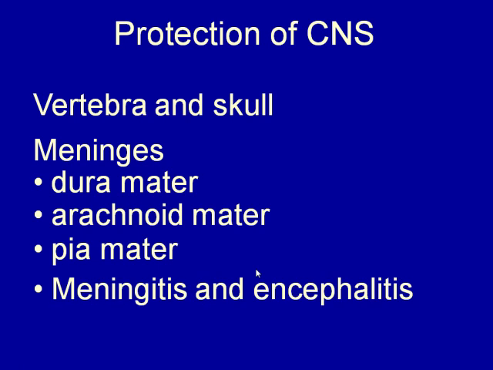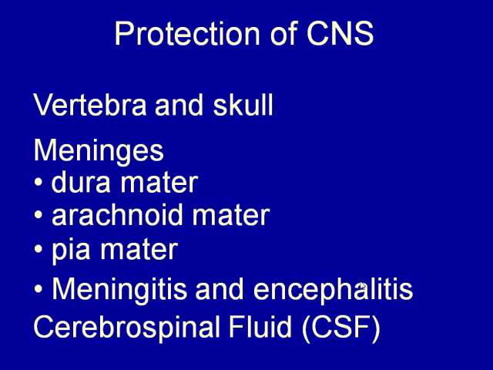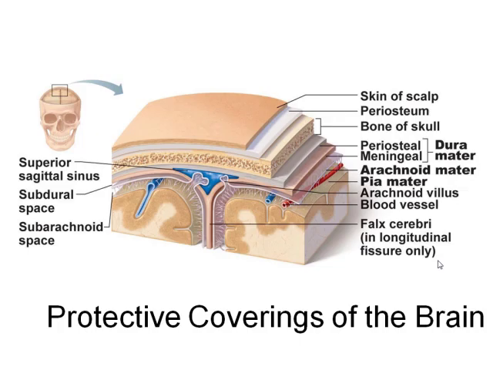The meninges can become inflamed, and then you have meningitis, and there are bacteria and viruses that can cause this. And while that's a significant disease, if the brain tissue itself is inflamed, then you have encephalitis, and that is a more significant condition. And the third protection we have to the central nervous system is the cerebrospinal fluid, or the CSF.